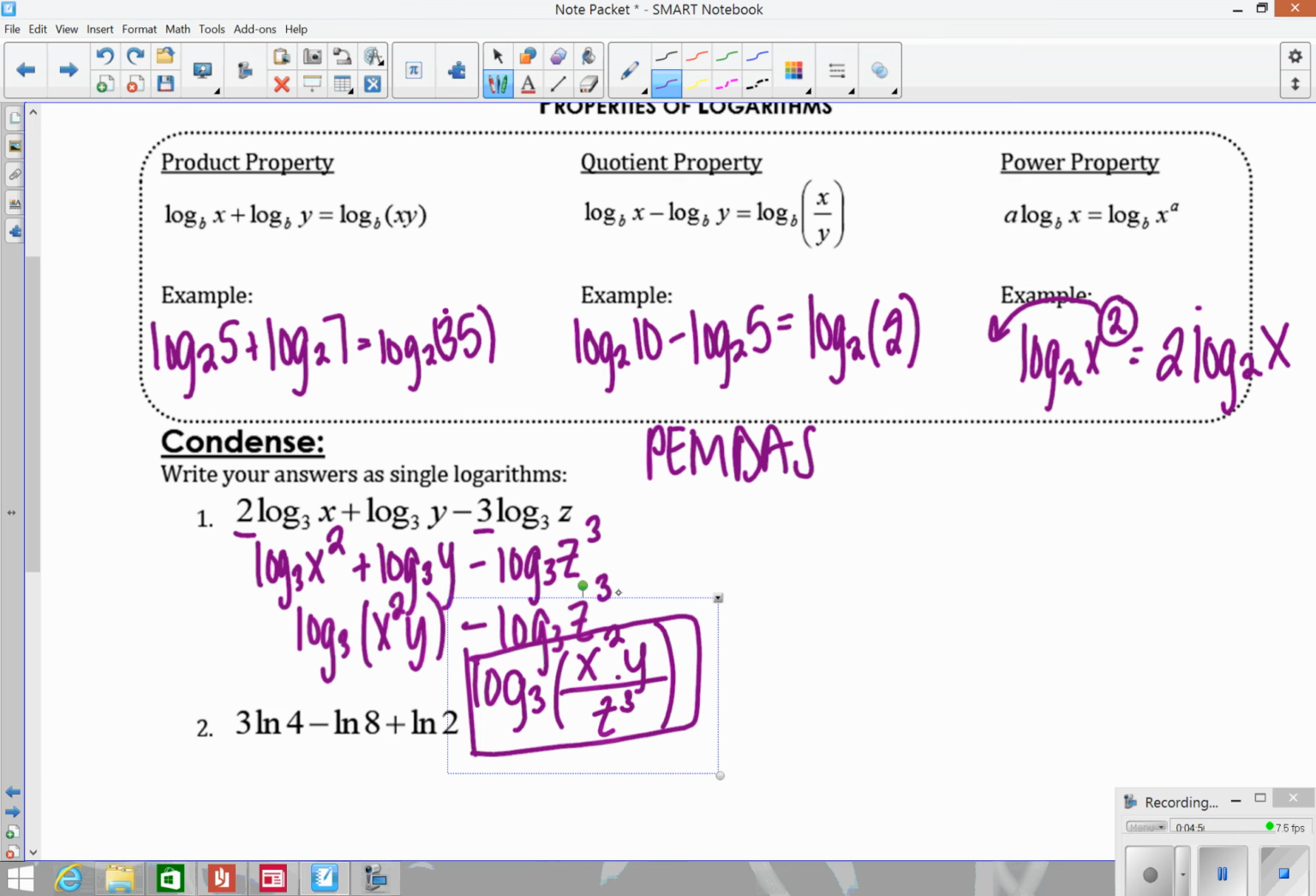So it's the whole thing divided by z to the third. So the order here does matter because if you combine these first, it would be y over z to the third, and then you would be multiplying by x squared, which in this case would end up giving the same answer, but it won't always, so you just have to be careful.